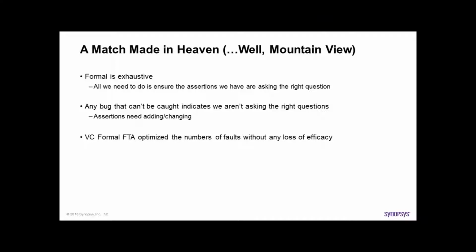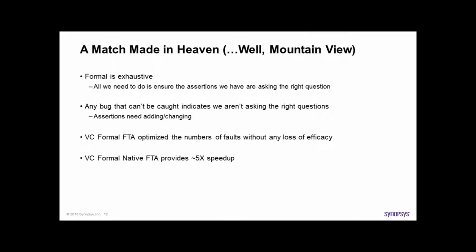VC Formal FTA is optimizing the number of faults without any loss of efficiency. So we've optimized the number of faults that we've introduced. We've optimized how we run things. We've pruned things down with a cone of influence analysis under the hood. We've farmed it out for you, which means that you get a much faster turnaround time by running this within VC Formal than you could have by running it individually. And the native FTA is providing us with about a 5x speed up in the runtime.